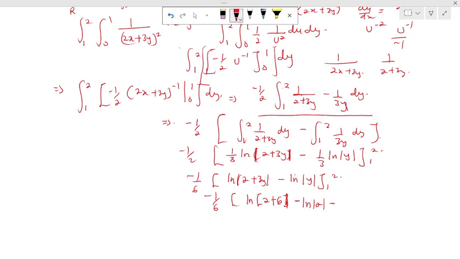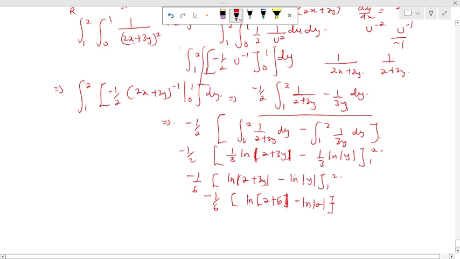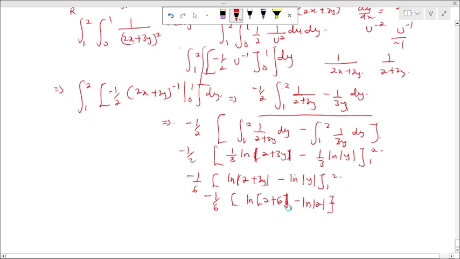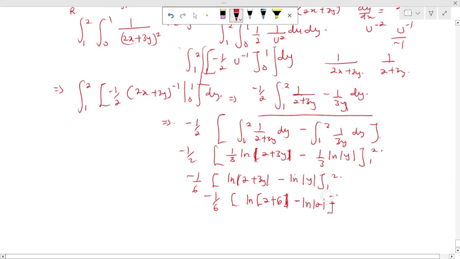So finally, let's write our answer. So minus natural log of 2. Then, as I said, when I put 1 here, I'll get natural log of 1, that is 0. So you are not interested in that. So let me see what I have at this point. When it was minus natural log of 5.